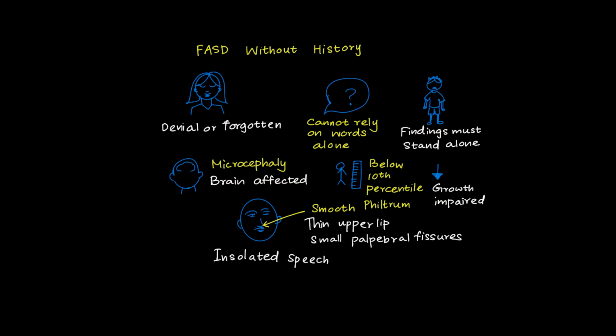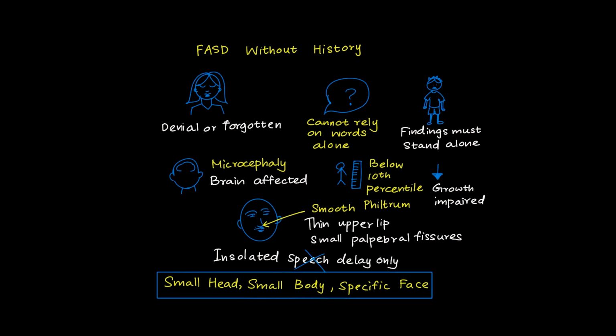Here's a D236 OA exam tip for you. Memorize the FASD triad as small head, small body, specific face. 3 smalls and 1 specific equals FASD confirmed. Small, small, specific equals diagnosis locked.